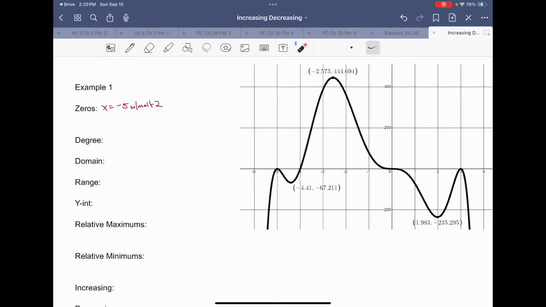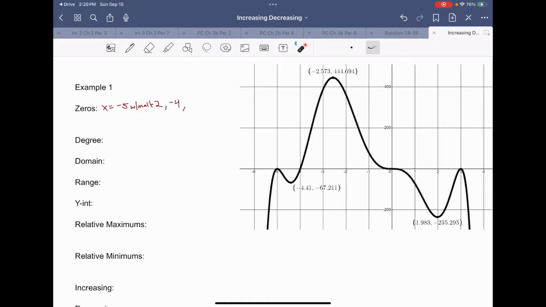The next zero I see is at -4. I'm fine with you putting a comma. That x equals at the beginning is good enough. You don't have to write it twice. That's -4. It's going straight through, so that multiplicity is 1. You technically don't have to write multiplicities of 1.